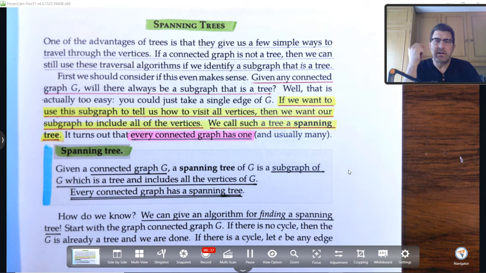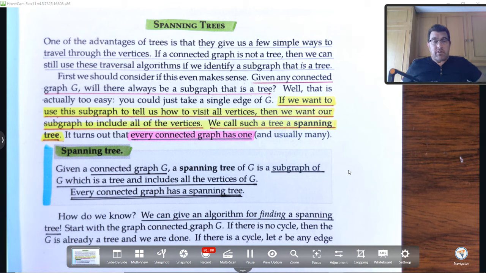Okay? So given any connected graph G, there will always be a subgraph of that connected graph that is a tree. So remember, folks, connected graphs have trees. That's important. So if we want to use the subgraph to tell us how to visit all the vertices, then we want our subgraph to include all the vertices. We call such a tree a spanning tree. So what is a spanning tree? It's a subgraph of a graph that is a tree.